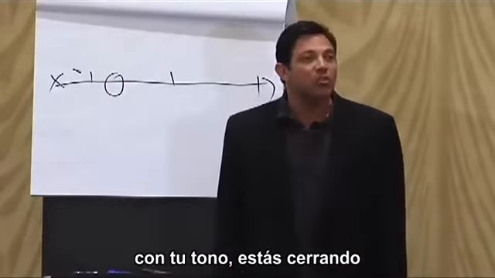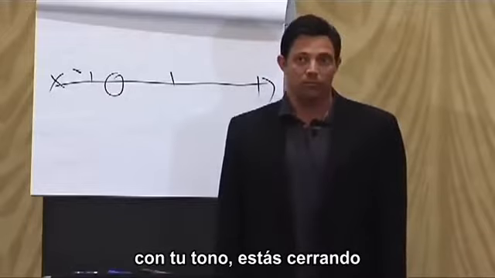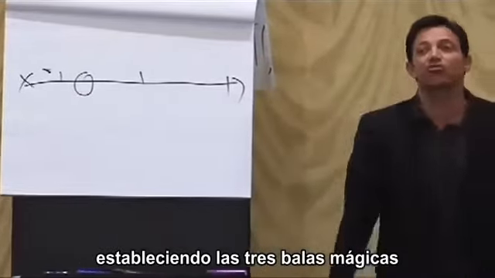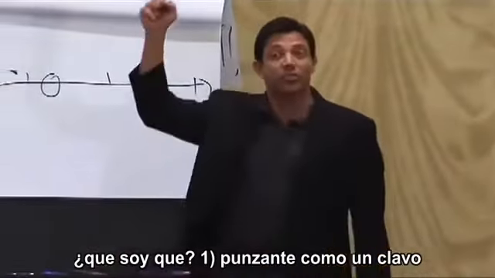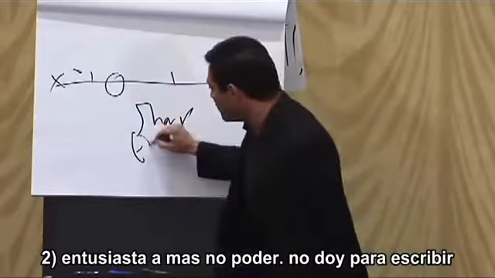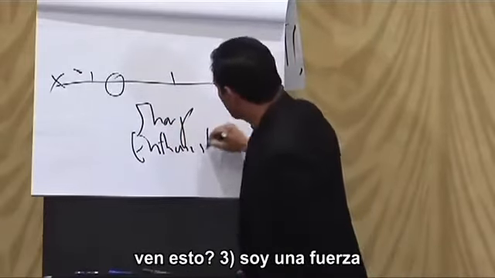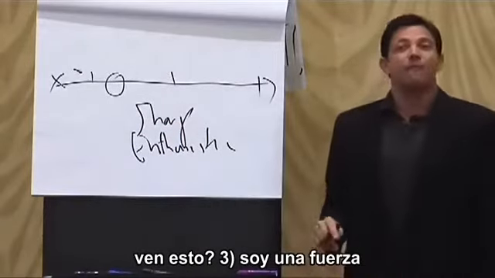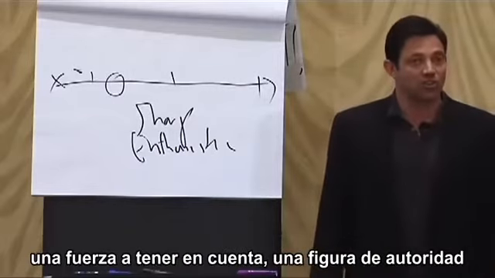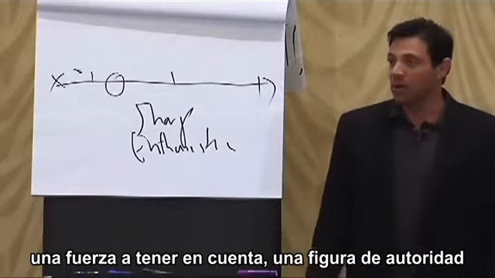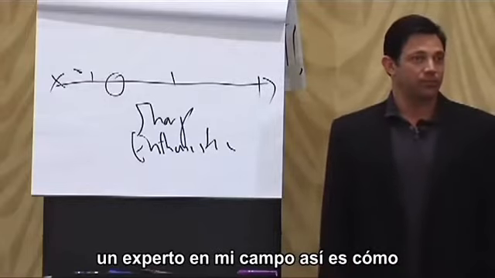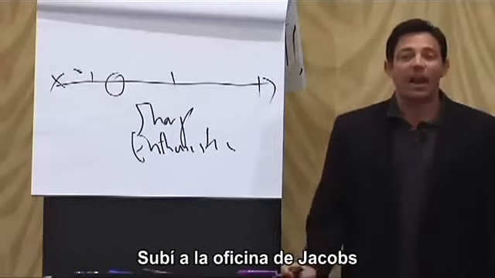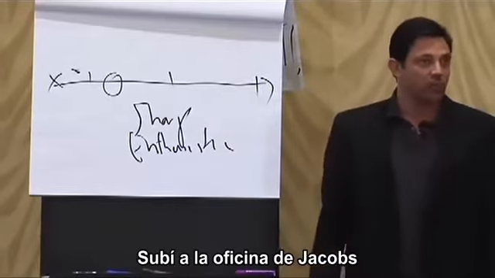You're closing with your tone. You're closing by establishing the 3 magic bullets. That I am what? That's number 1, sharp as a tack. 2, what? Enthusiastic as hell. I can't write. You see this? Enthusiastic as hell. And 3, I am a force to be reckoned with. An authority figure. An expert in my field. That's how I got upstairs to Jacob's office.